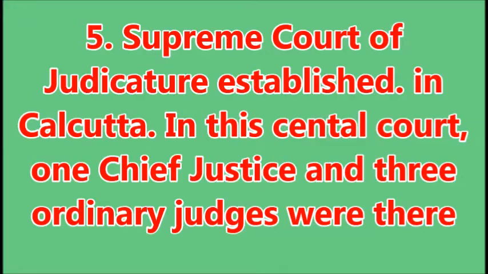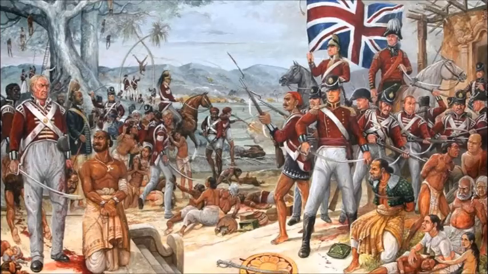Fifth provision of the Act was, according to this Act, Supreme Court was established in Calcutta. In this central court, one Chief Justice and three ordinary judges were there. Like this, as the name of the Regulating Act suggests, the Act was aimed at regulating the company affairs and its administration in India. So this is all about the Regulating Act.